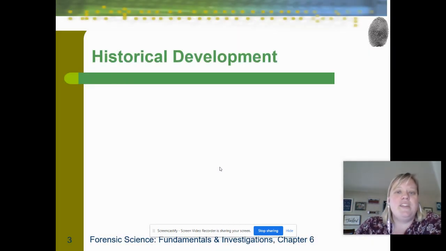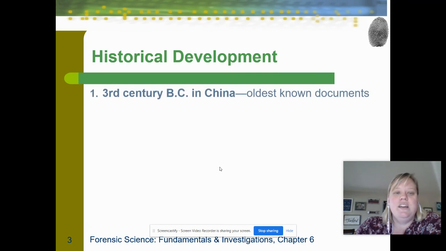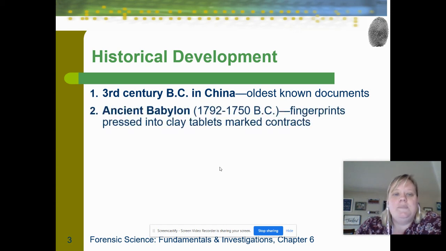First of all, we're going to talk about the history and development of fingerprints. So, if you remember from when we did our timelines at the very beginning of the semester, I talked about that book that came from the 3rd century BC in China. And it had some documents in there talking about fingerprints, but not necessarily as a form of identification. It just kind of talked about the fact that they were there. In ancient Babylon, fingerprints were found on clay tablets as a form of identifying a contract. So instead of signing your name, they would just use their fingerprint, which is kind of cool.